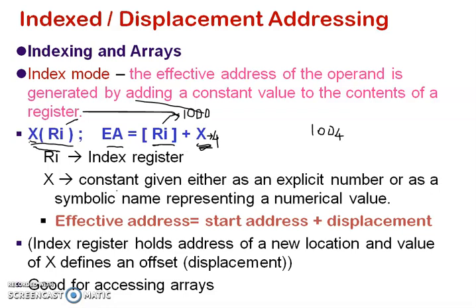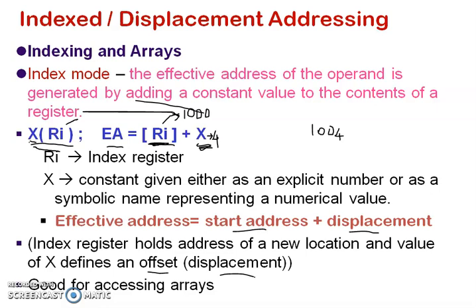So effective address will be taken like the starting address plus the displacement. Starting address means the index register Ri will be having the starting address of that particular operand value. So the index register holds the address of the new location, and the value of x defines the offset or the displacement. Okay, the index register will be having some starting address of the memory from where the data needs to be read, and x will be defining the offset value.